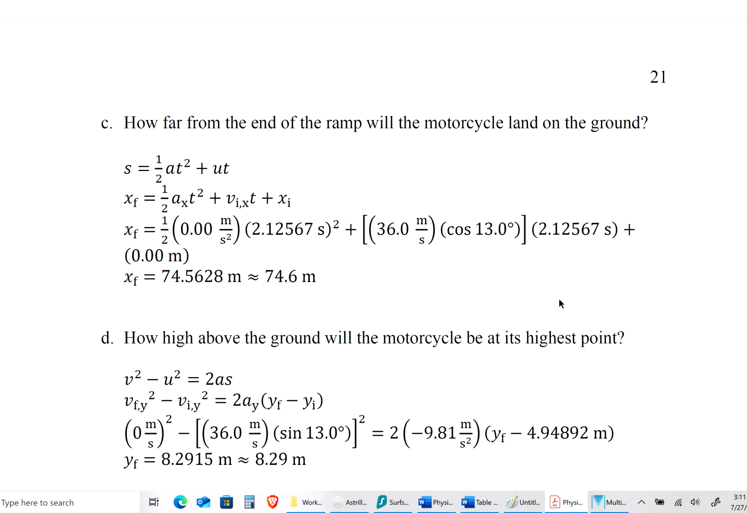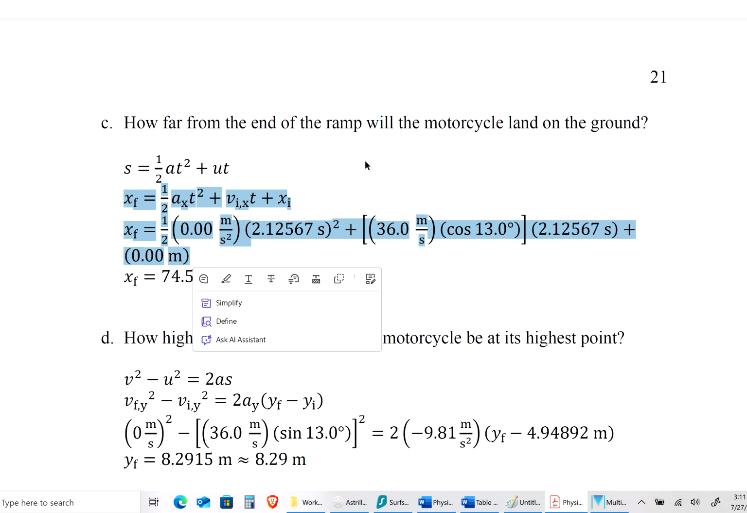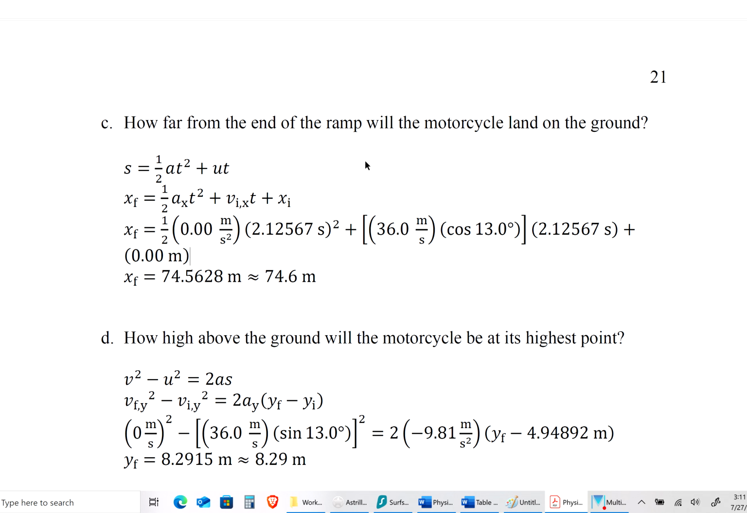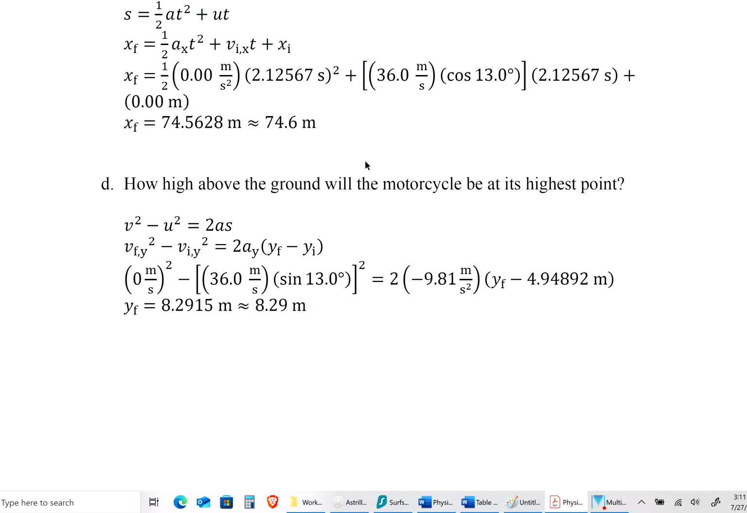Part C, how far from the end of the ramp will the motorcycle land on the ground? This is a horizontal variable problem, so solve for x final and only use horizontal variables. Part D, how high above the ground will the motorcycle be at its highest point? So we're going to use vertical variables.